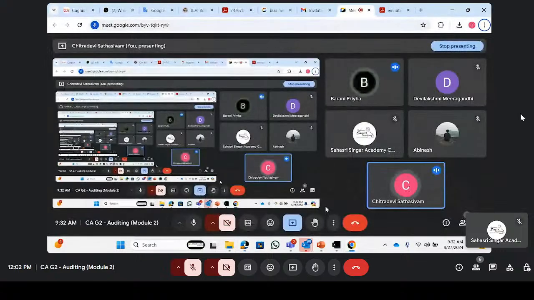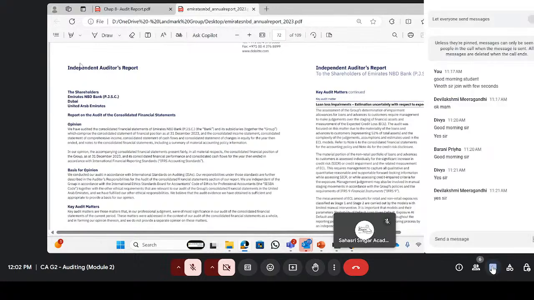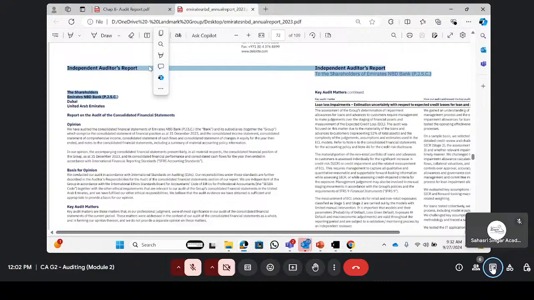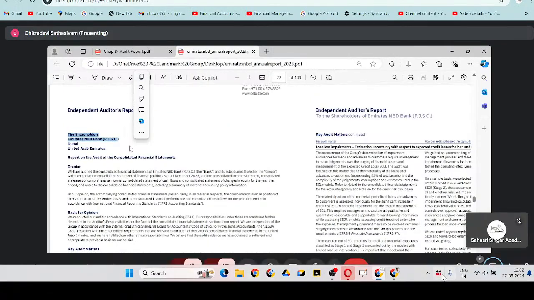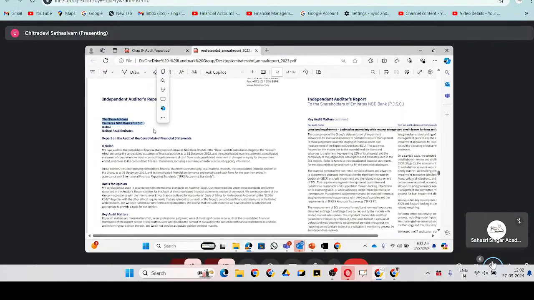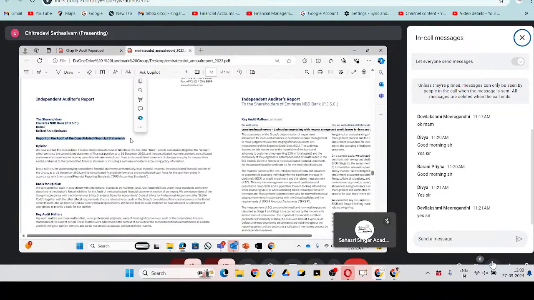Yes, sir. Okay, great. So what I was telling about this is the auditor's report which has been issued by Emirates NBD Bank, which is based in Dubai. They prepare the financials for the January to December period. As I told you, the auditor's report title will always be, even for us, the independent auditor's report. It is addressed to the shareholders of that particular company because they are the main users of the financial statements. The next heading is the report on the audit of the financial statements.